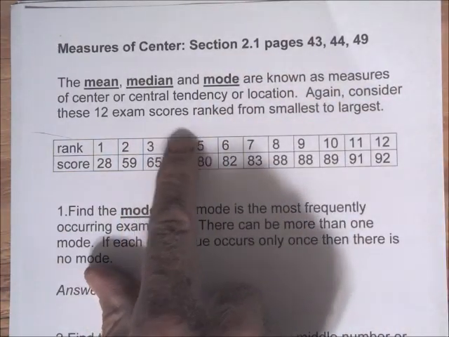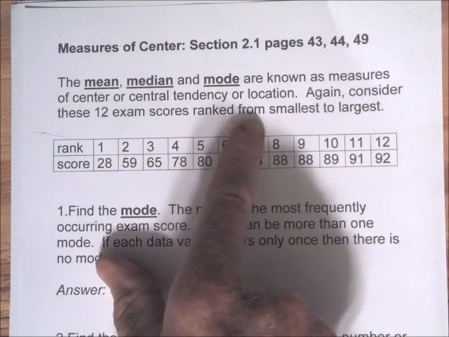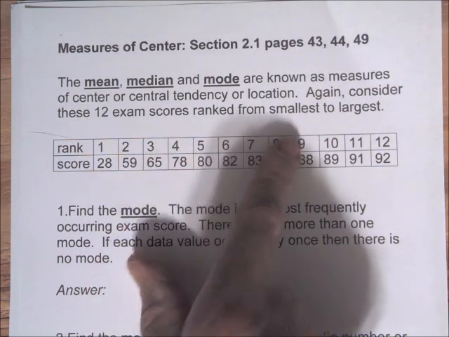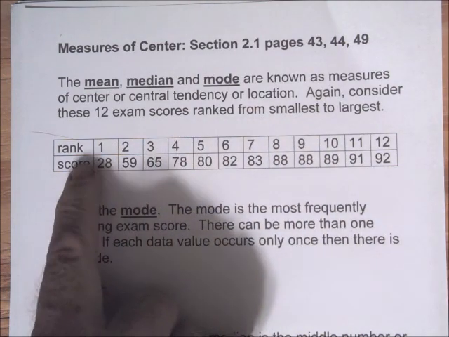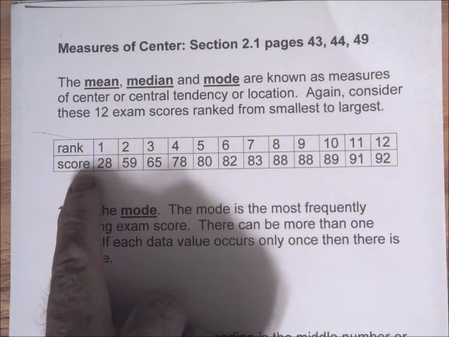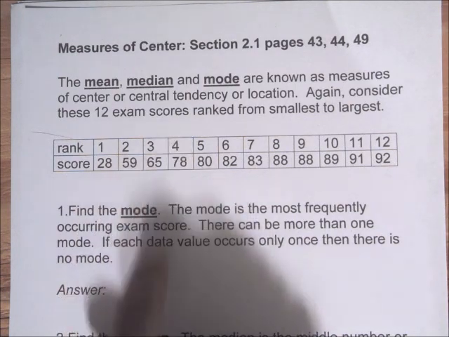The mean, median, and mode are known as measures of center, or central tendency, or location. Again, consider these 12 exam scores ranked from smallest to largest. The top row is the ranks, 1, 2, 3, 4, etc. The bottom row is the exam score, 28, 59, 65, and so forth.